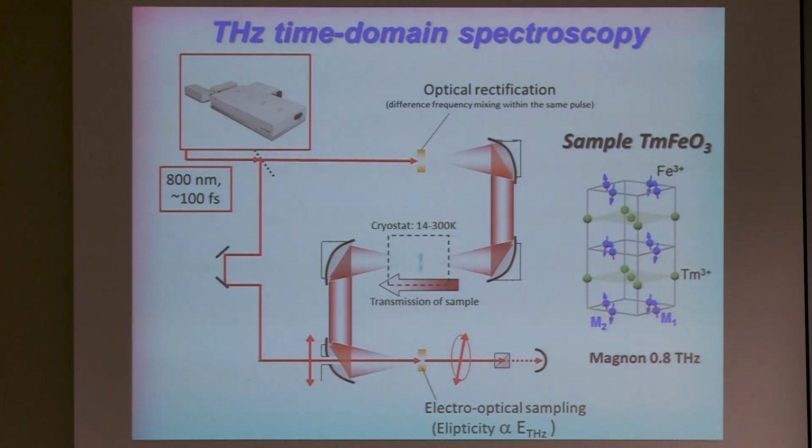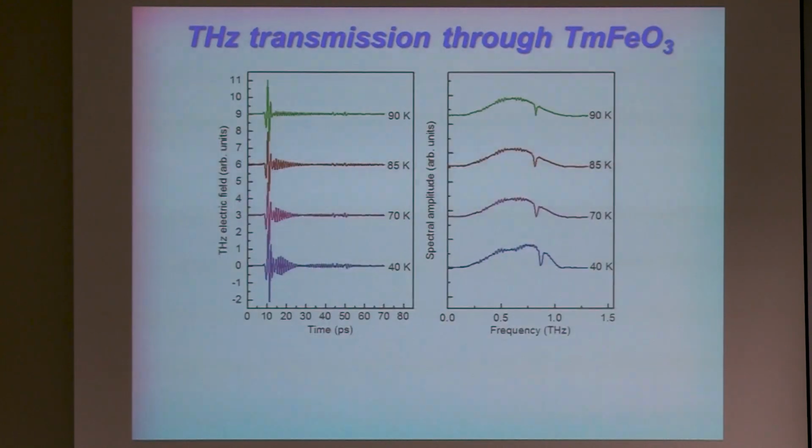The electric field of the terahertz waves induces an optical axis in the crystal due to the Pockels effect, so the gating pulse acquires ellipticity proportional to the terahertz electric field. And by changing the delay between the generation pulse and the probe pulse, we can record the time trace of our terahertz electric field. So that's what we see in the time domain: the waveforms transmitted through our samples.